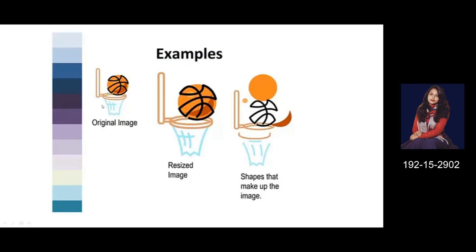Here we can see an example of a basketball court. From these simple shapes such as circles, some curves, and some straight lines, we made a more complex shape.